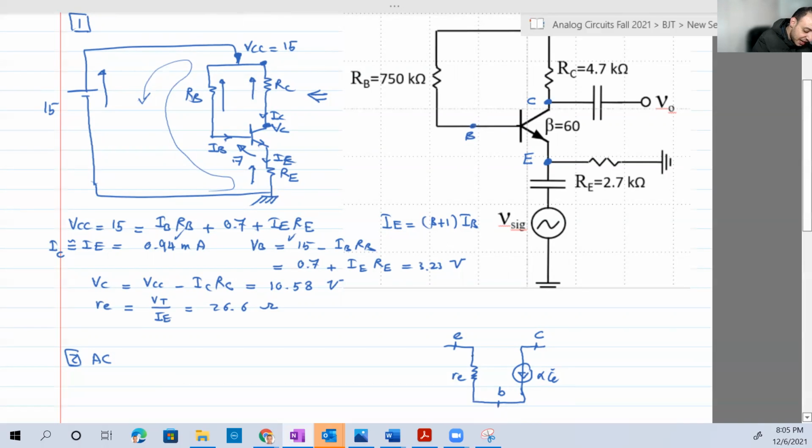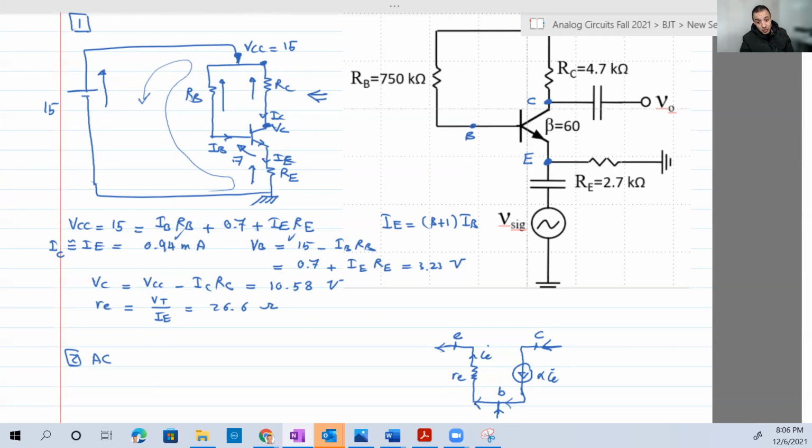IE is flowing in that branch here, in RE. But in which direction? IE is the current flowing out of the emitter, as usual. So when it comes here, it will go out like this. Out of the emitter. You can say, if this is IB, this is IC, one is going into the collector, one is going into the base, and both are combined and become IE, just like the DC. Always IE equals IC plus IB, always.